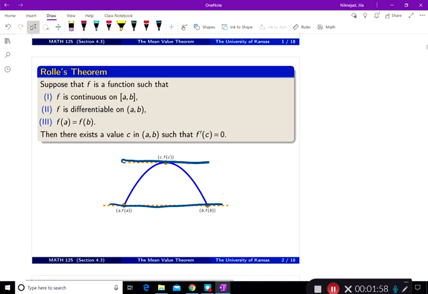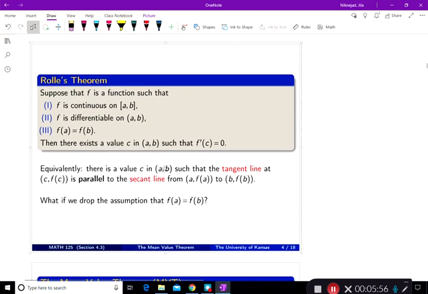And so the reason we worded it this way, Rolle's theorem again: suppose that f is a function such that f is continuous on the closed interval [a, b], f is differentiable on the open interval (a, b), and f(a) is equal to f(b). Then there exists a value c in (a, b) such that f'(c) is equal to 0.